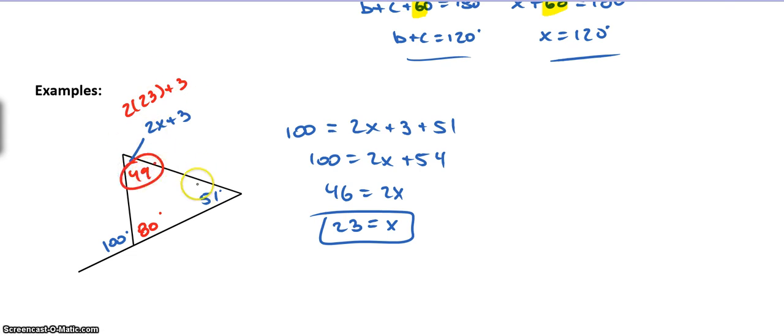Now if we add up 49 and 51, we get 100. Plus 80 is 180, so that triangle works. 49 plus 51 equals 100, so our theorem checks out too.